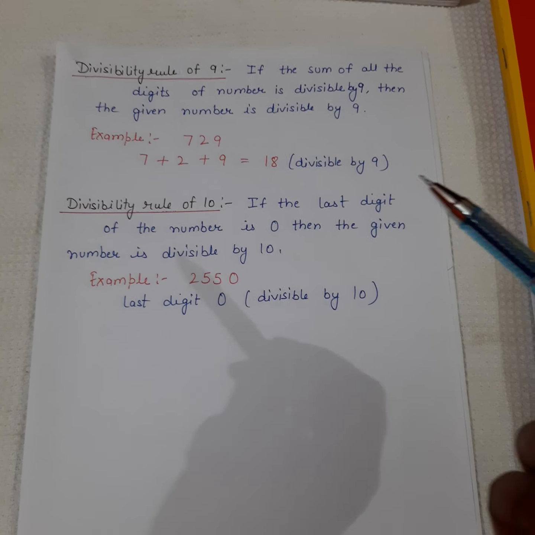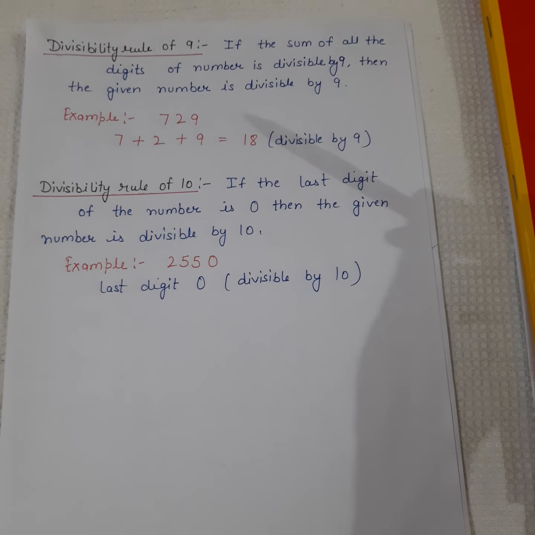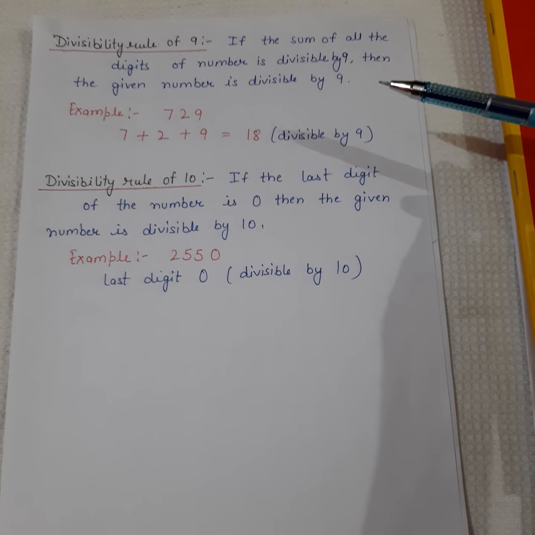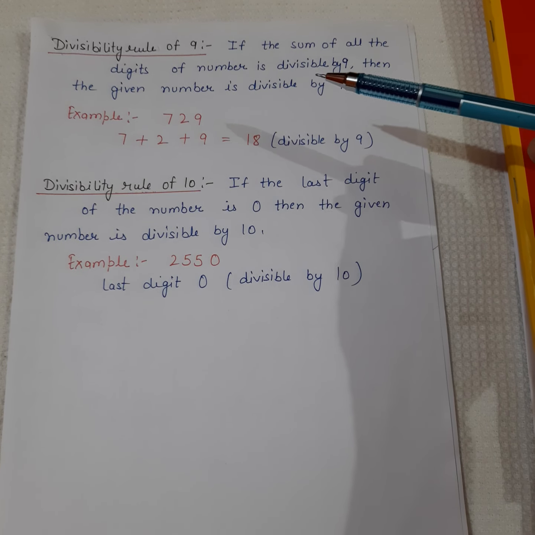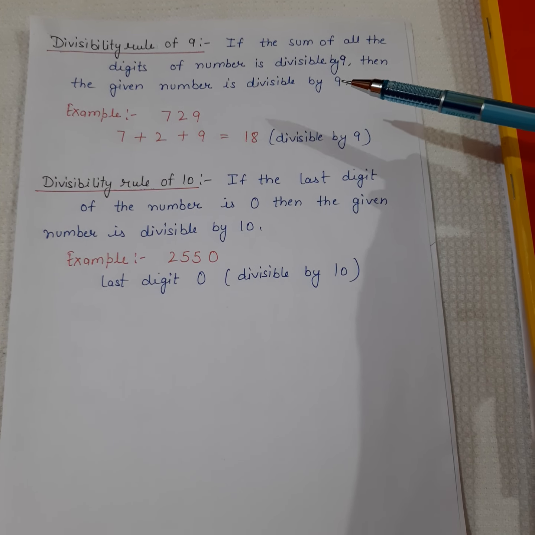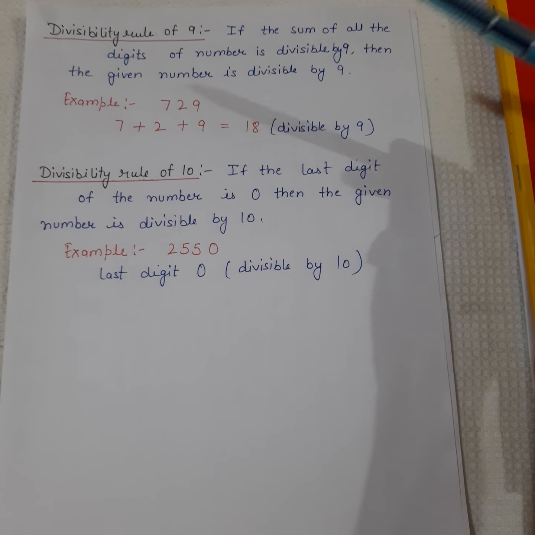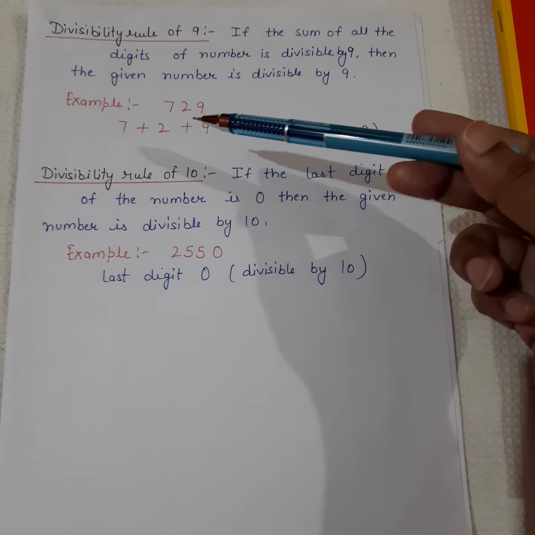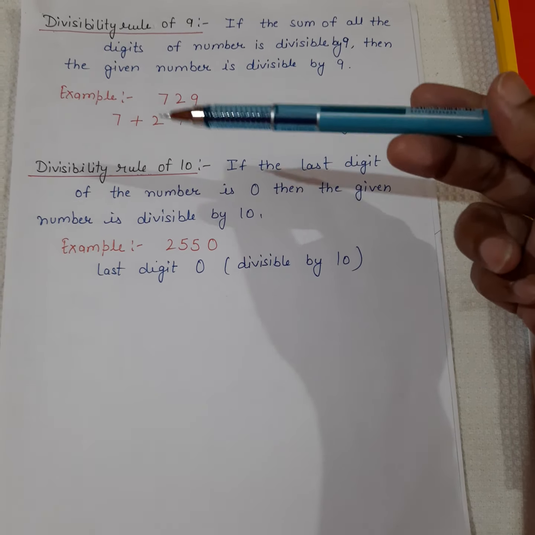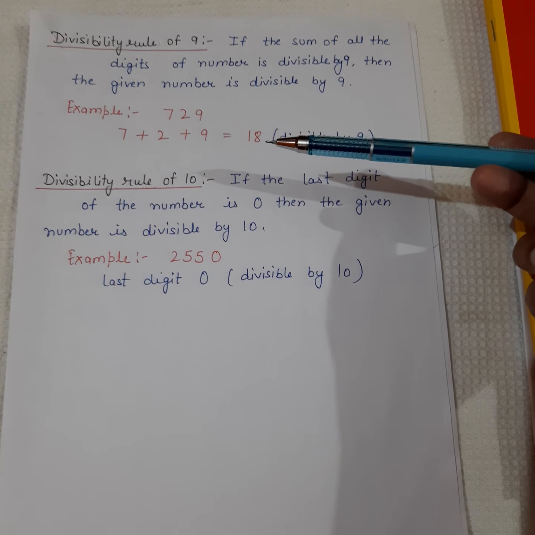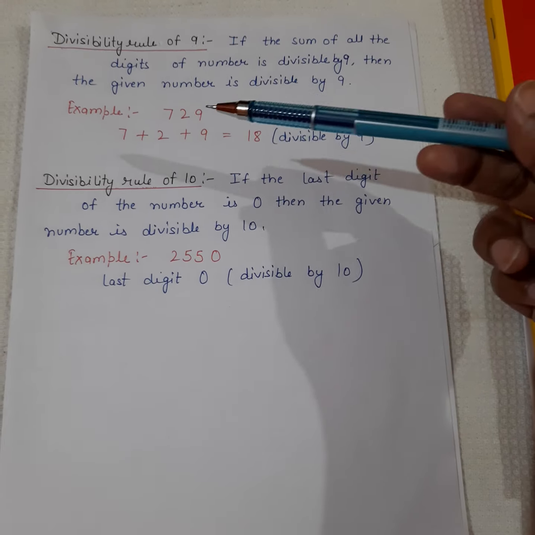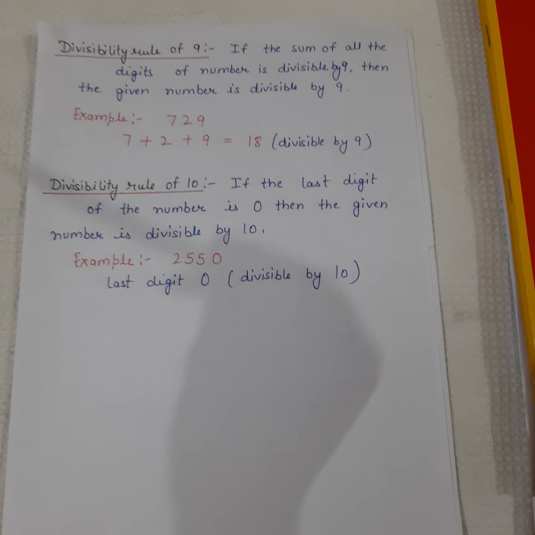Now the divisibility rule of 9. This is the same as the divisibility rule of 3. In this also we add all the digits of the number. If the sum of the digits is divisible by 9, it means the complete number is divisible by 9. Like 729. Add 7 plus 2 plus 9. What is coming? 18. And 18 is divisible by 9. So the complete number is divisible by 9.